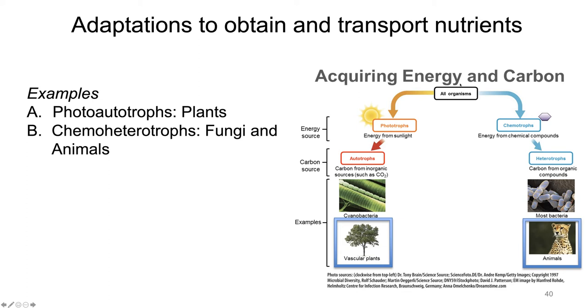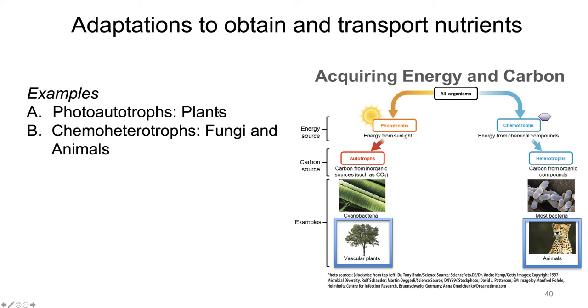So all organisms can be broken down into either phototrophs or chemotrophs. Phototrophs get energy from sunlight, chemotrophs get energy from chemical compounds, and then they can be further broken down. Some phototrophs are autotrophic, so they get carbon sources, to make carbon-to-carbon biological molecules, from inorganic sources like CO2, which is what we see in plants, or they can get them from organic compounds, so eating other organisms, and that's heterotrophy. So animals are an example of chemoheterotrophs, and plants are an example of photoautotrophs.